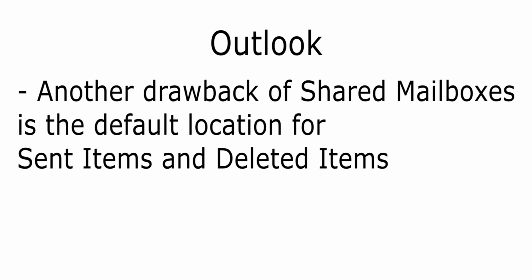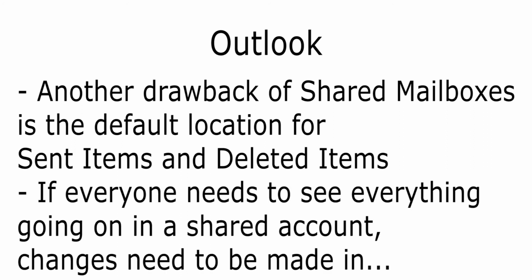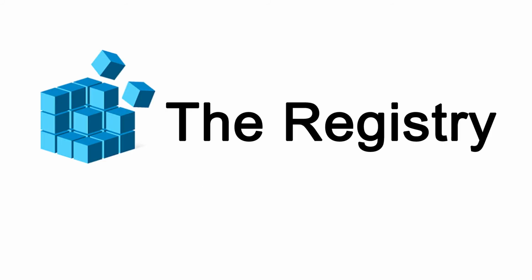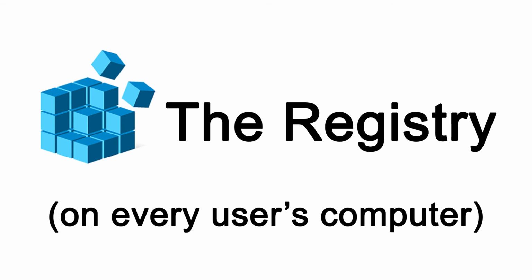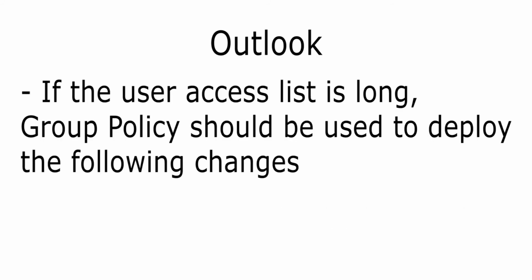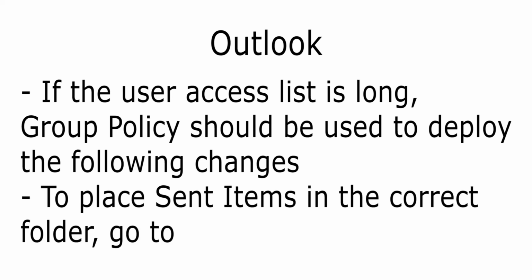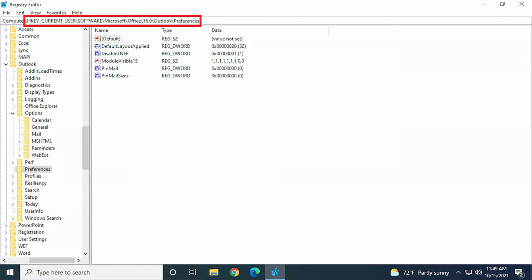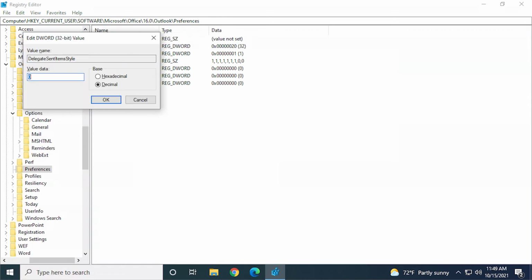Another drawback of shared mailboxes is the default location for sent items and deleted items. If everyone needs to see everything going on in a shared account, changes need to be made in the registry on every user's computer. If the user access list is long, group policy should be used to deploy the following changes. To place sent items in the correct folder, go to HKEY_CURRENT_USER\Software\Microsoft\Office\the version number\Outlook\Preferences, and create a new DWORD called DelegateSentItemsStyle without a space between any of the words. Double-click it and enter a decimal value of 1.